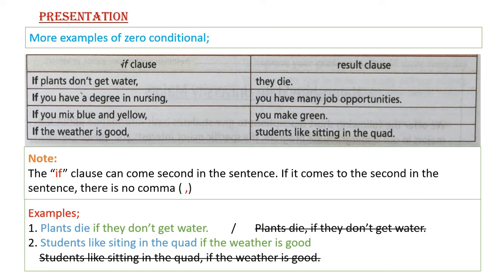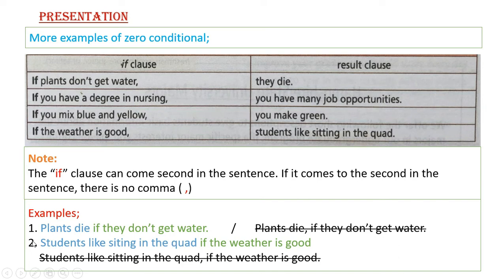As you can see in the example here, plants die. You see, there is no comma here. So, plants die if they don't get water. You cannot say plants die and then put a comma like this, if they don't get water. So this is the wrong sentence.